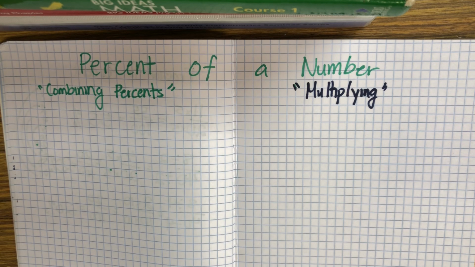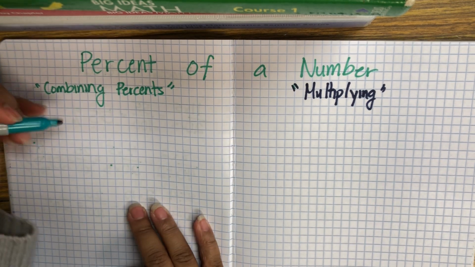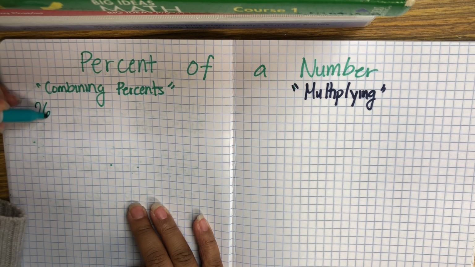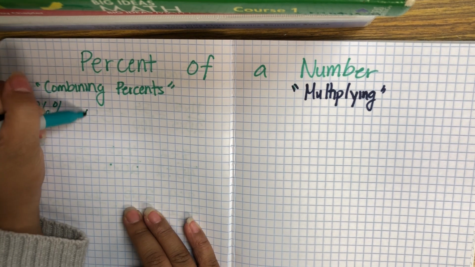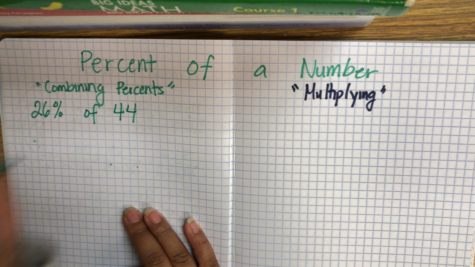Okay. So, for example, let's start with 26% of 44. Okay, so 26% of 44. Now, I like using something called combining percents. So we're going to use my strategy first.